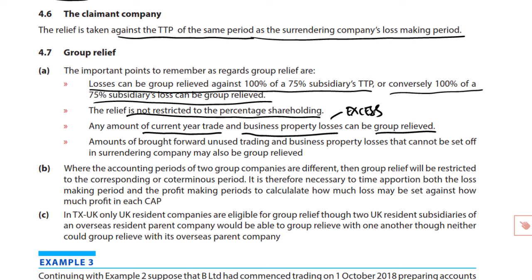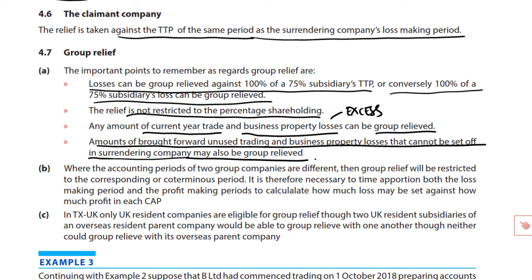Not only are you able to group relieve in the current period in which a loss is sustained, but also amounts brought forward of unused trading and business property losses that cannot be set off in the surrendering company may also be group relieved. As we have witnessed in our example, to the extent that the losses brought forward exceed the total profits of the current period, then that excess is what is available to be group relieved.